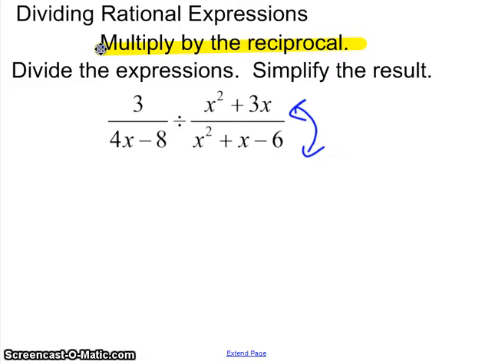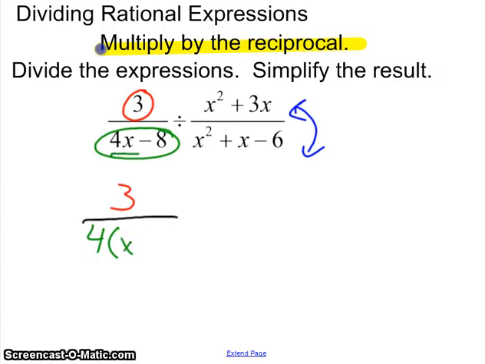Everything still has to be factored, okay? So that means that my first fraction has to be factored. The numerator, 3, is a monomial. Monomials are already considered to be in factored form, so I'm going to bring that down. The denominator on the left, 4x minus 8, has a GCF of 4. I'm going to divide 4 out of each term. 4x divided by 4 is x, and negative 8 divided by 4 is negative 2.